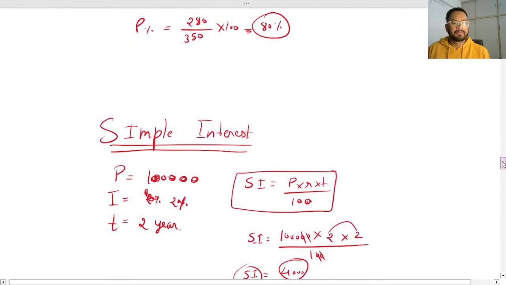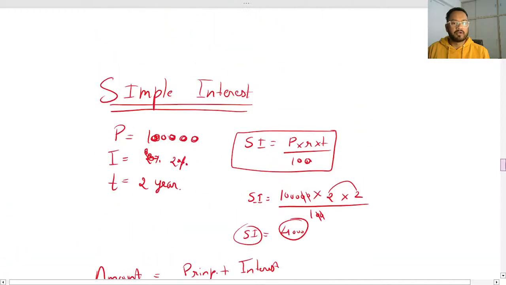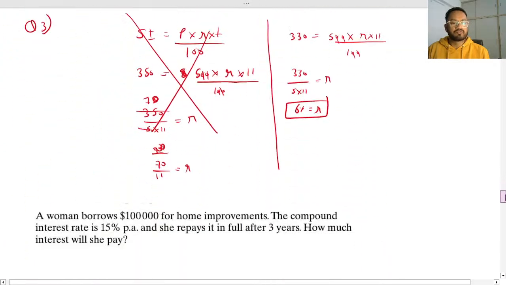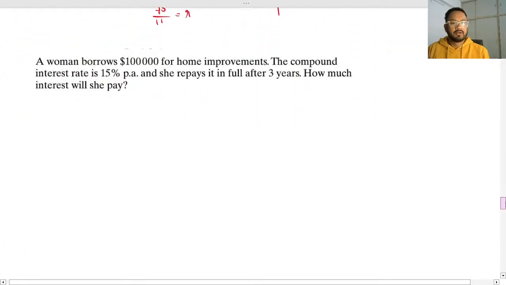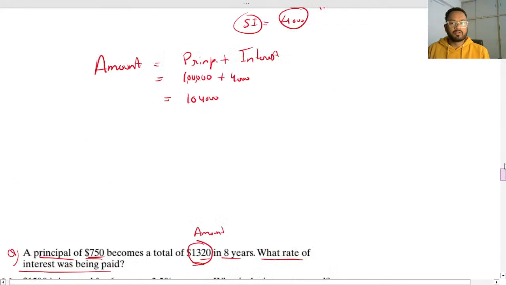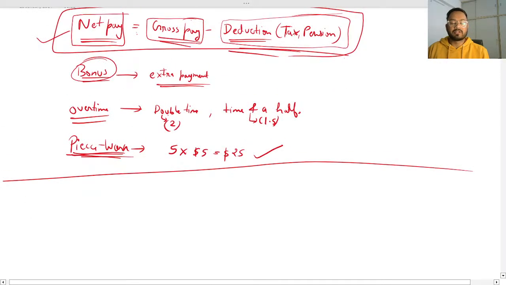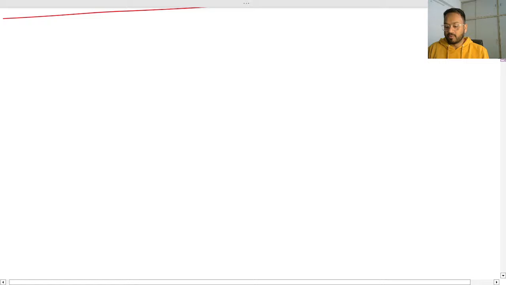Simple interest we have already done, P into R into T upon 100, right? You can go through the videos. Now we'll be going through compound interest, and in this topic we'll also learn about logarithms. What is log and how can we use log to solve compound interest, right? So let's start the class now.